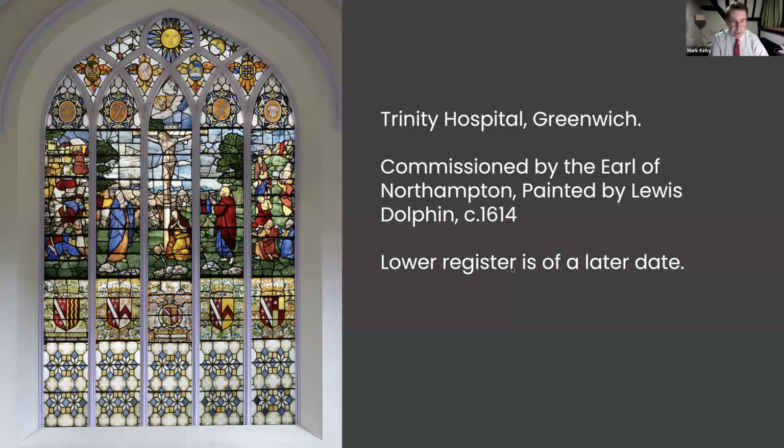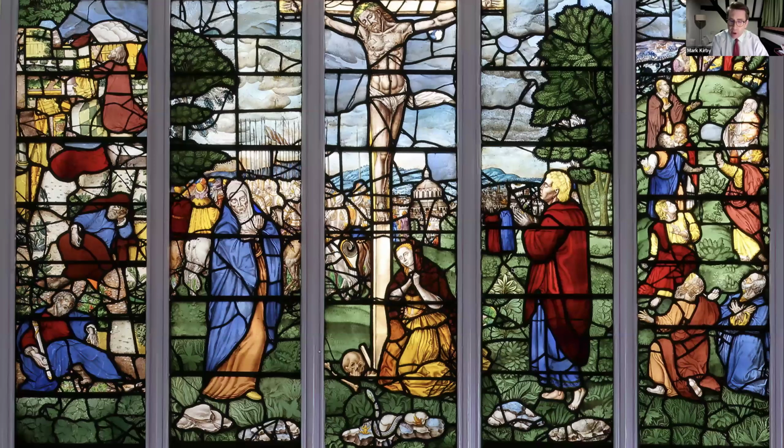Howard repeatedly denied that he was a Catholic, though he certainly was on his deathbed, as his will testified. He died actually very shortly after this window was installed in the chapel. And you can see it's full of very explicitly Catholic themes, most noticeably, of course, the crucifixion itself.